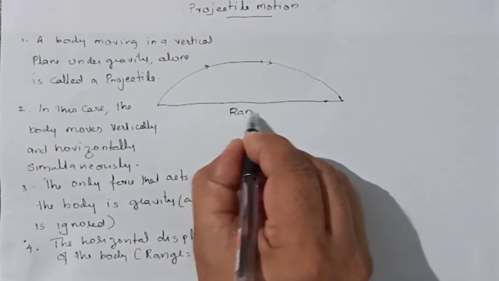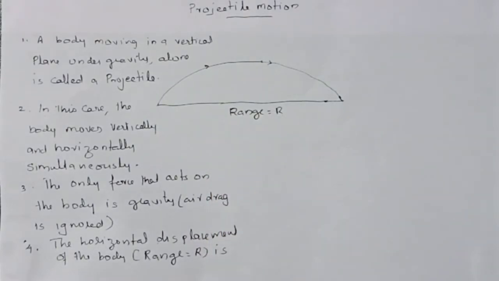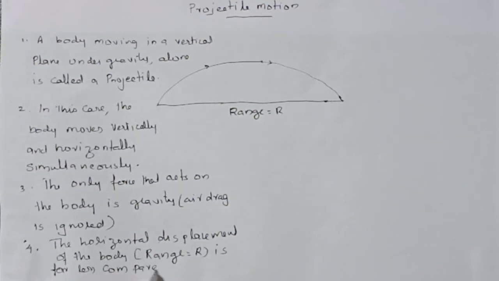So range is the maximum horizontal displacement. We call it range, and represent it with the letter R. R must be very small compared to the radius of the earth. That's very important for projectile motion. R must be very small compared to the radius of earth.